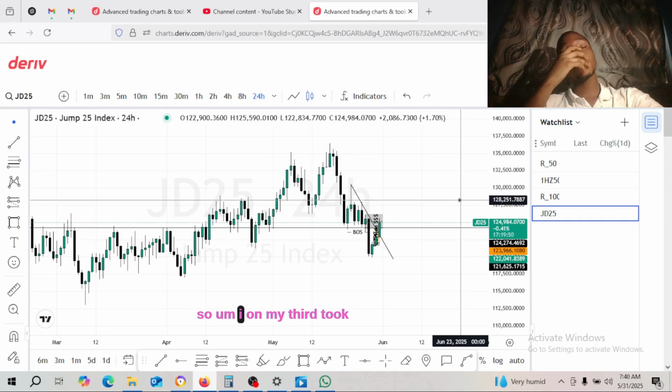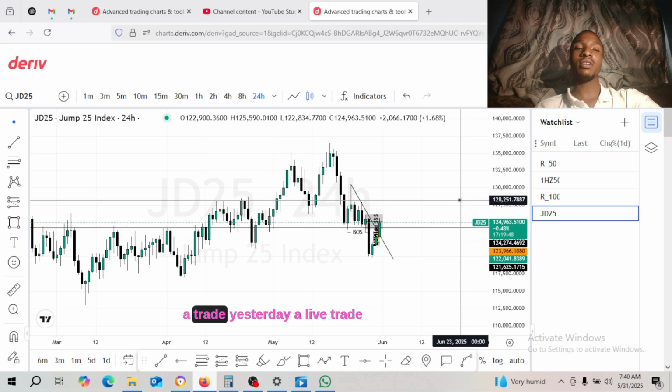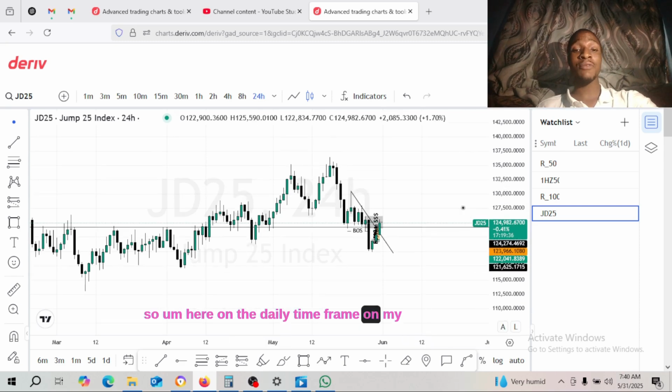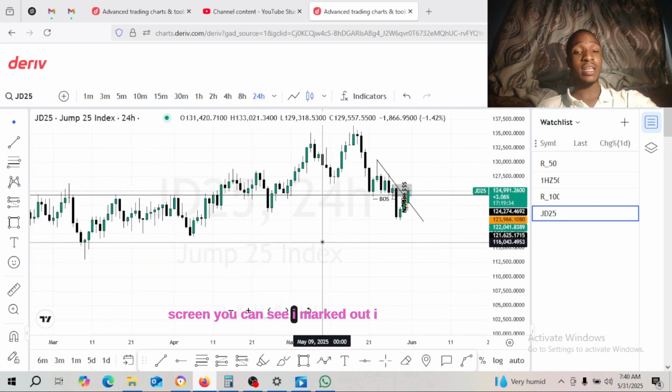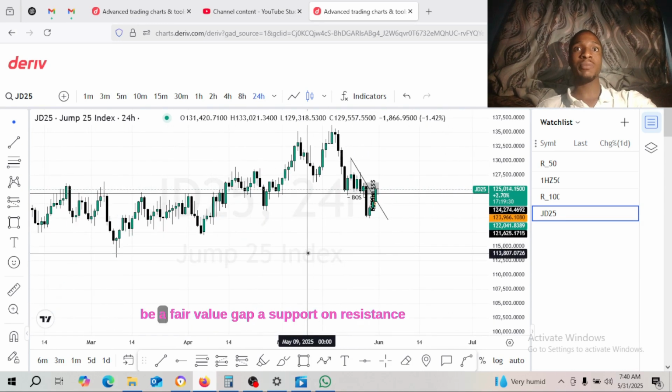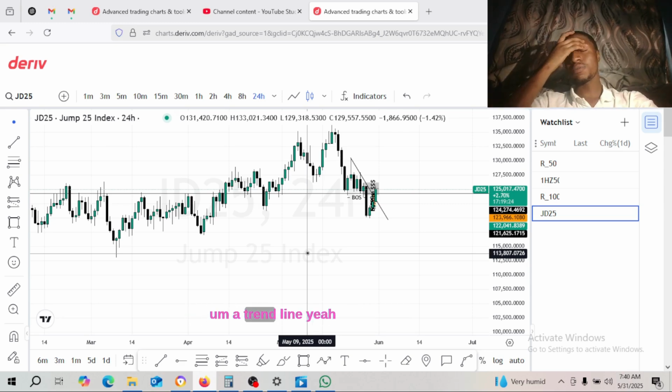So I and my friend took a trade yesterday, a live trade, and I just want to break down how I got into the trade, how we were able to anticipate and execute the trade, guys. So here on the daily time frame on my screen, you can see I do mark out POIs. My POIs could be a fair value gap, a support on resistance, or a resistance on support, a trend line.